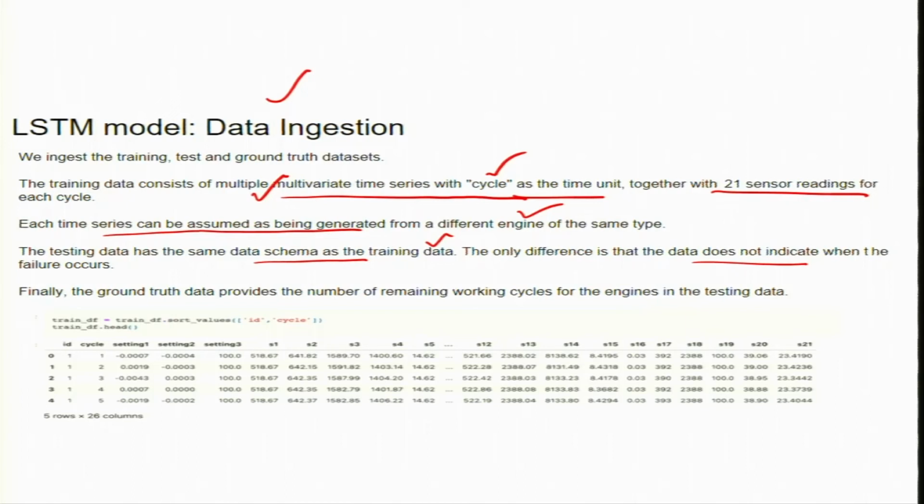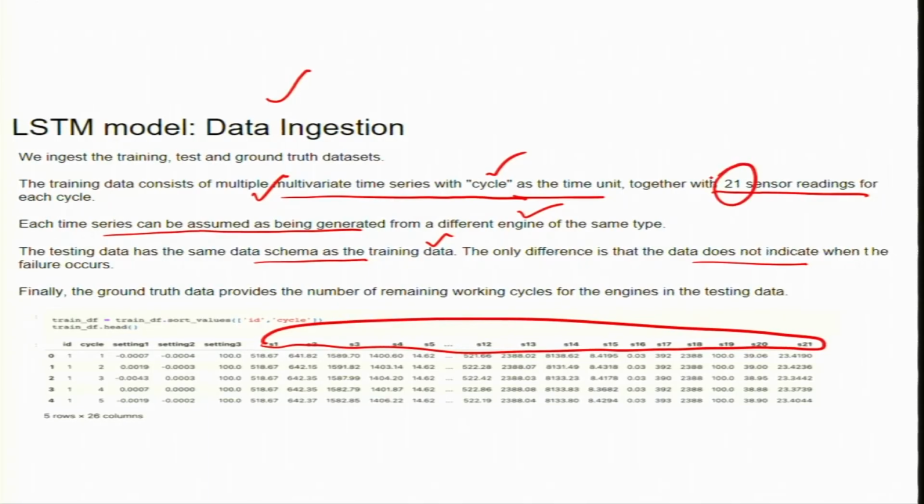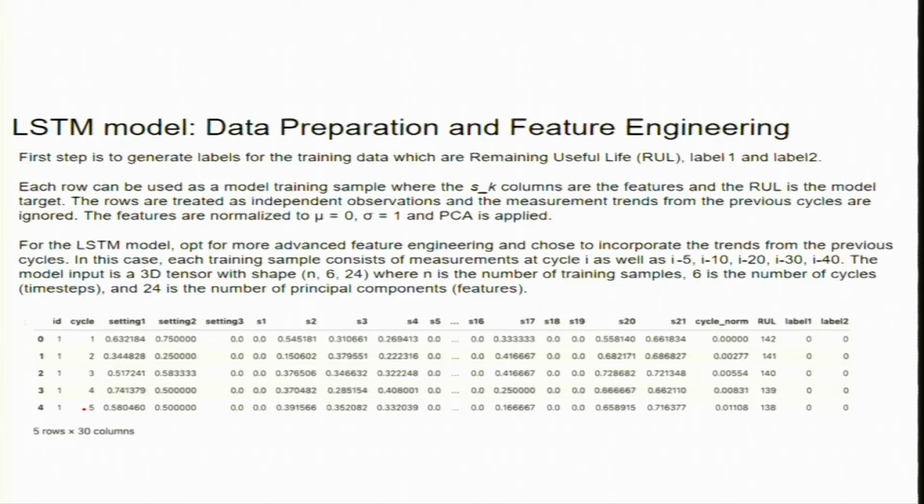Finally, this particular data set is shown over here. You can see that these are different sensors S1, S2 and so on. There are 21 sensors giving these readings, and these sensor nodes have these IDs, and the cycle is also the time unit. We have cycles 1, 2, 3, 4 as the time unit, and different settings are also shown over here in the data set.